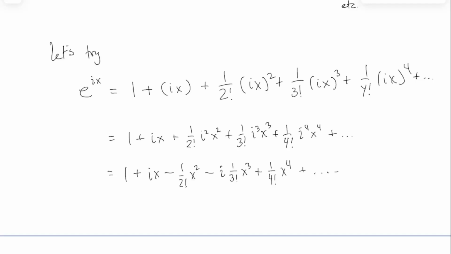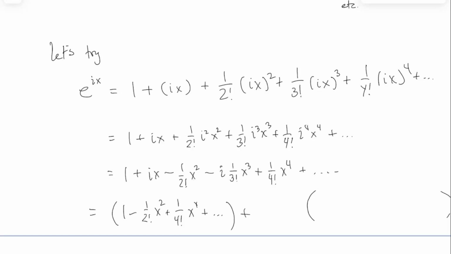How am I doing so far? This is just sort of simple tricks. Now is the interesting part, or maybe. I'm going to separate out some of these in the sum here. Some of the terms are real numbers and some are imaginary. The ones with i's in front are imaginary and the others are real. So can we separate out into two pieces? They call this the real part and the imaginary part. The real part is minus 1 over 2 factorial x squared plus 1 over 4 factorial x to the 4, etc. Right? Those are the real ones.